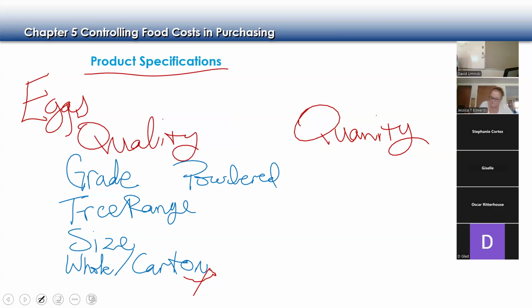Now quantity for eggs, of course, we have dozen. So we have dozen eggs. We have 15 in a case. We might also have a quart, if we're talking about carton eggs, quarts. Might talk about gallons.